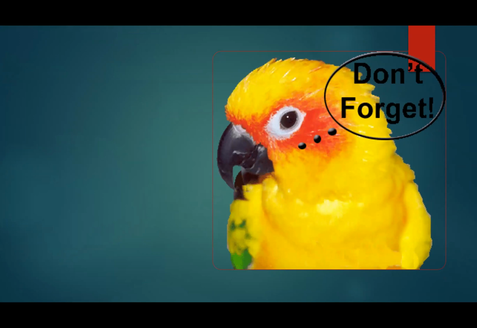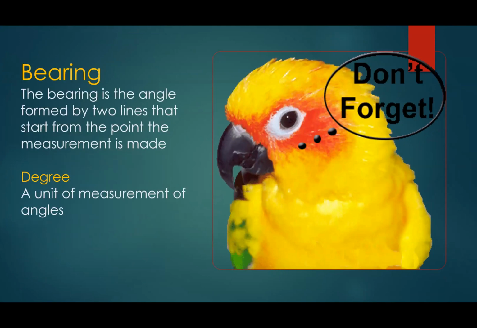My reminders before you go. Don't forget that bearings is the angle formed by 2 lines that start from the point the measurement is made. My final reminder is that a degree is a unit of measurement of angles. And I introduced you to those 2 words earlier on in our social studies vocabulary section at the beginning of the lesson: bearing and degree.